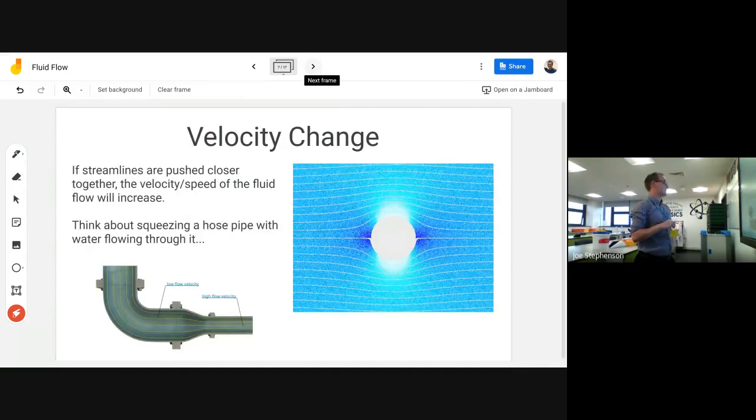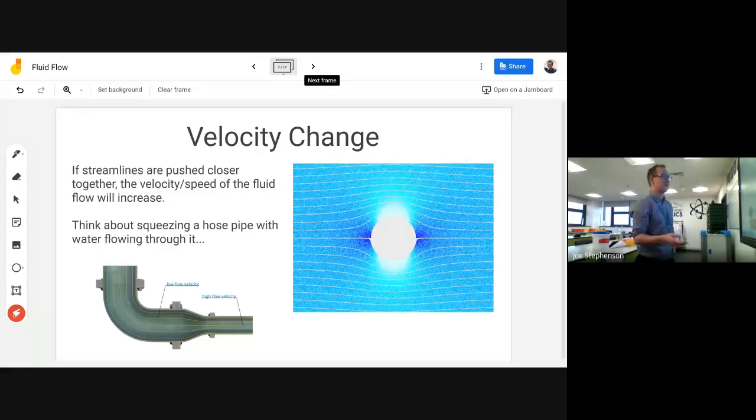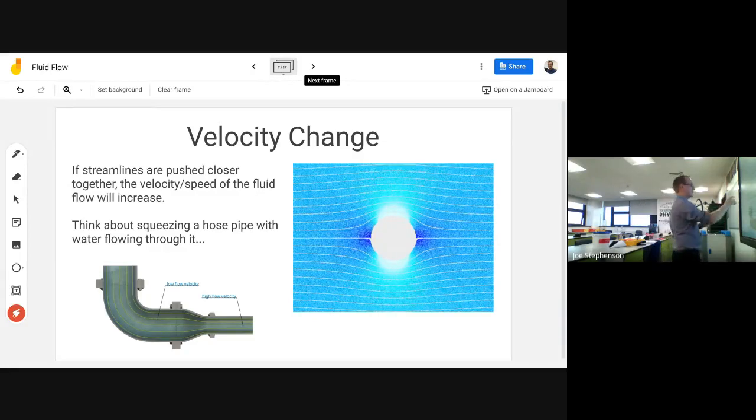So this basically occurs if streamlines are pushed close together. If streamlines are pushed close together, the velocity or speed of the fluid will increase. Again, there's no maths involved. All you need to be comfortable with is that if you push together these streamlines, they speed up. The way I've got you to think about it is squeezing a hose pipe with water flowing through it.